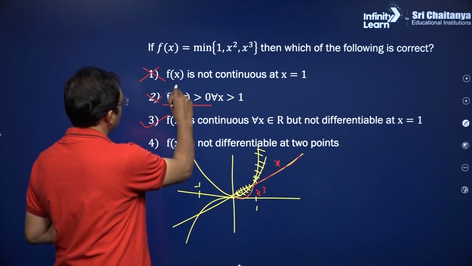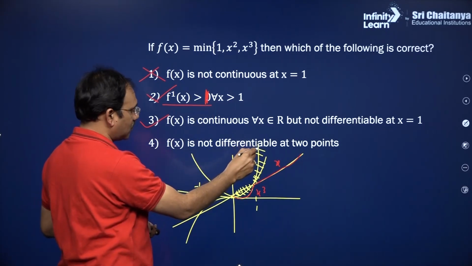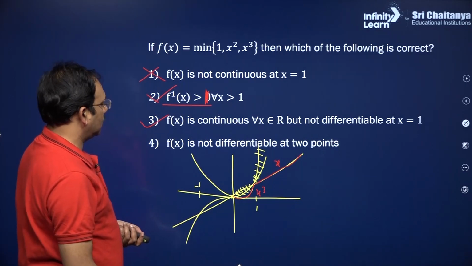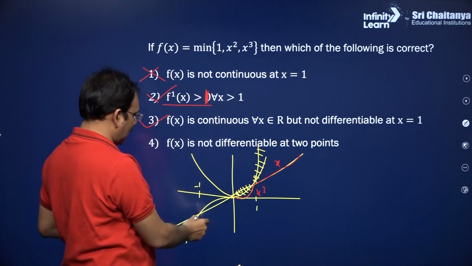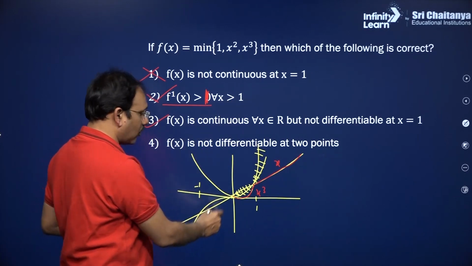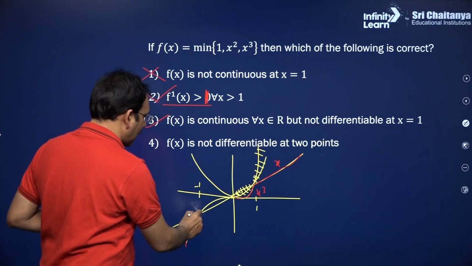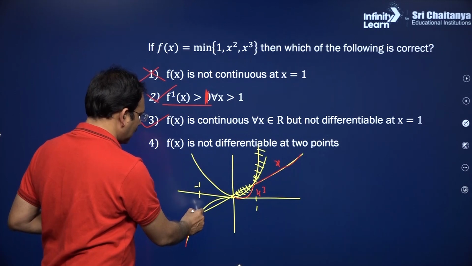In fact, this is also correct. He must give g greater than 1. And f of x is not differentiable at 2 points, my dear friends. In fact, this is also correct. He said then which of the following is correct? See, at minus 1 also, if you just observe, the minimum is x cube, and then in this case it is minimum is, you see, x cube.